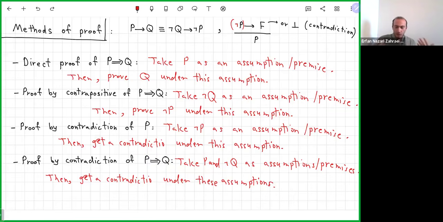So you see that these logical equivalences and rules of inference are actually used everywhere when you are doing a mathematical proof.